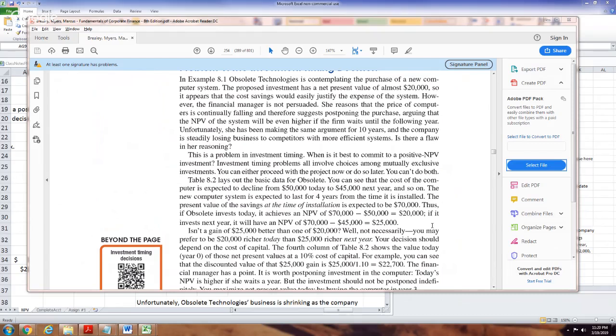So part of it is, NPV is 70,000 minus 50. If it invests next year, 70,000 minus 45. So it goes through it, and based on the cost, you're still going to have that savings.